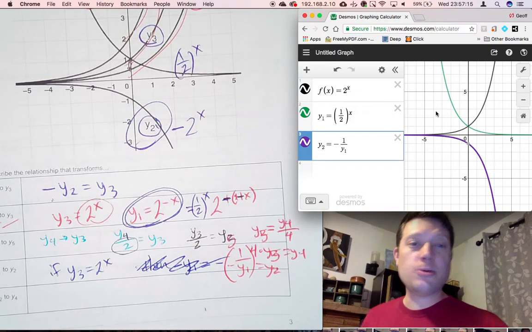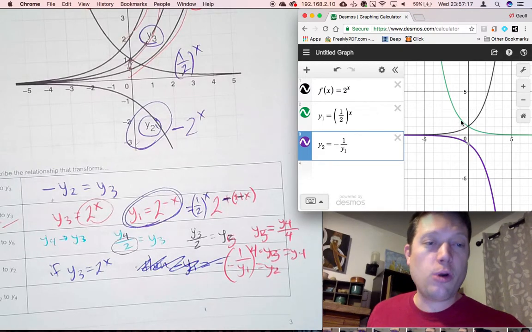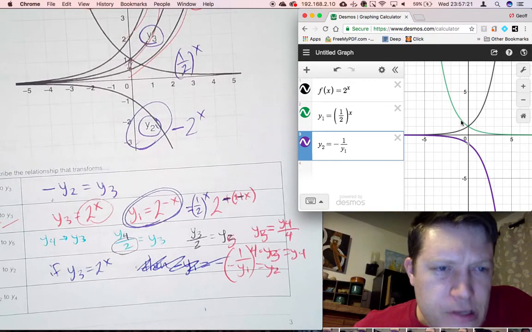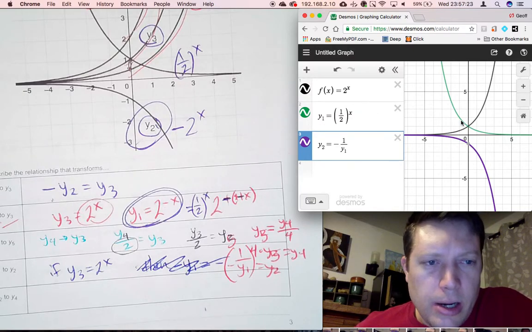I'm telling you, Desmos never ceases with me. I get more and more impressed with it every day. Can I make a diamond out of the middle of that thing? What would I have to do to make a diamond?